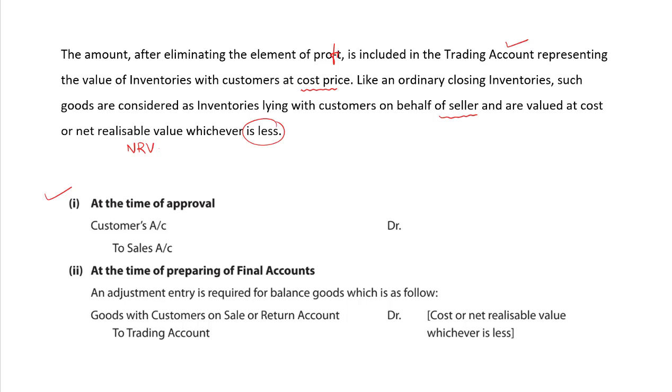At the time of approval, debtors account to sales, customers account to sales. At the time of preparing the final accounts, an adjustment entry is required for balance goods, which is as follows: goods with customers on sale or return account to trading account. This we have learned.